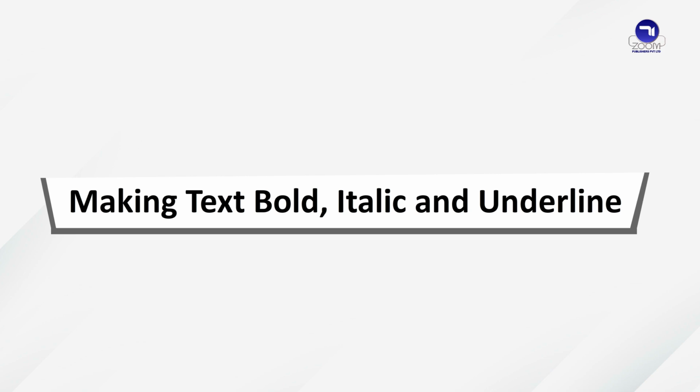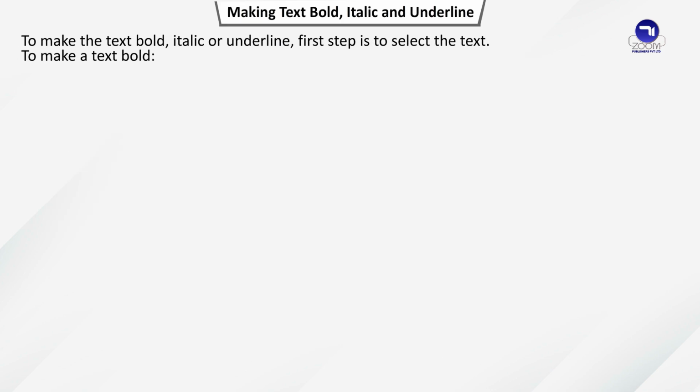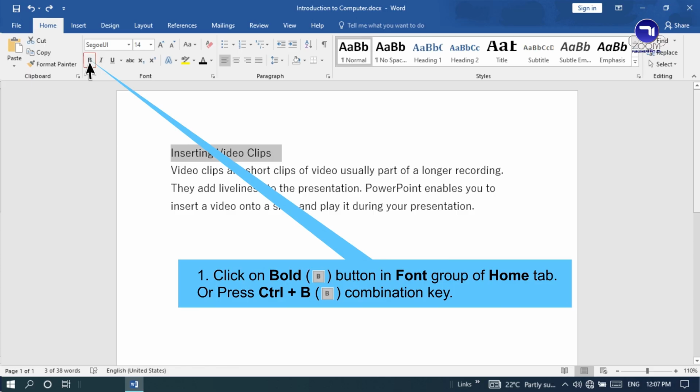Making text bold, italic, and underline. To make the text bold, italic, or underline, first step is to select the text. To make a text bold, click on Bold button in Font Group of Home tab, or press Ctrl+B combination key.